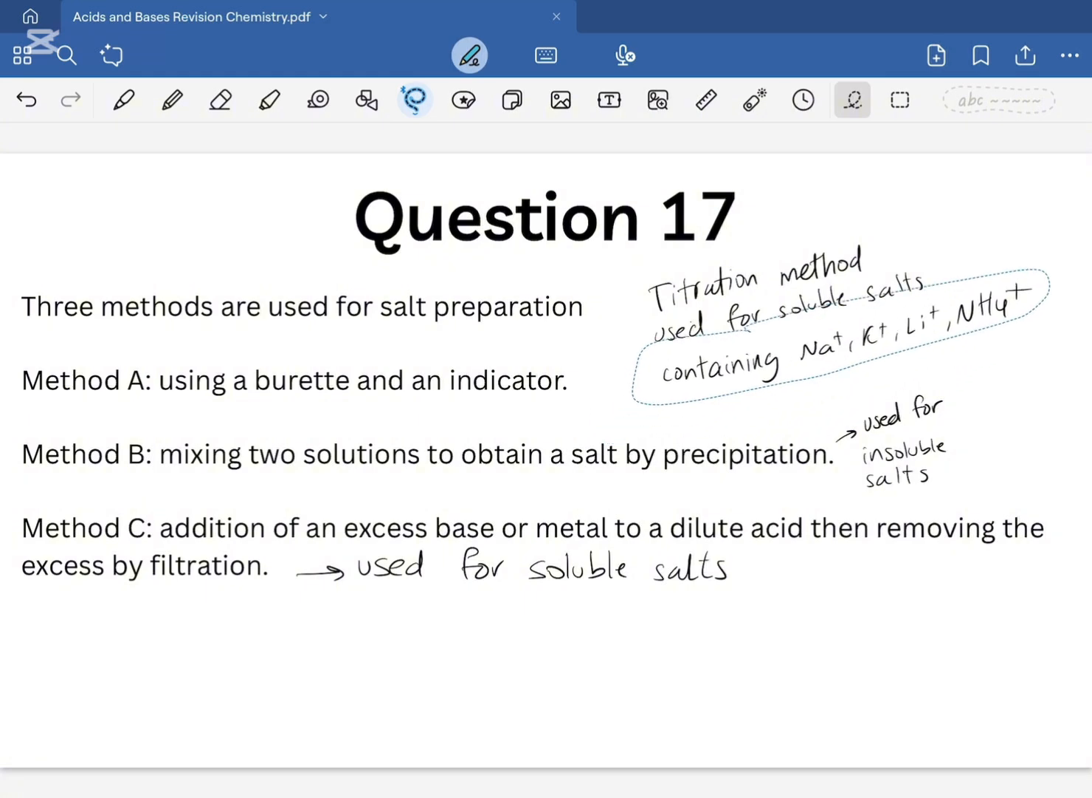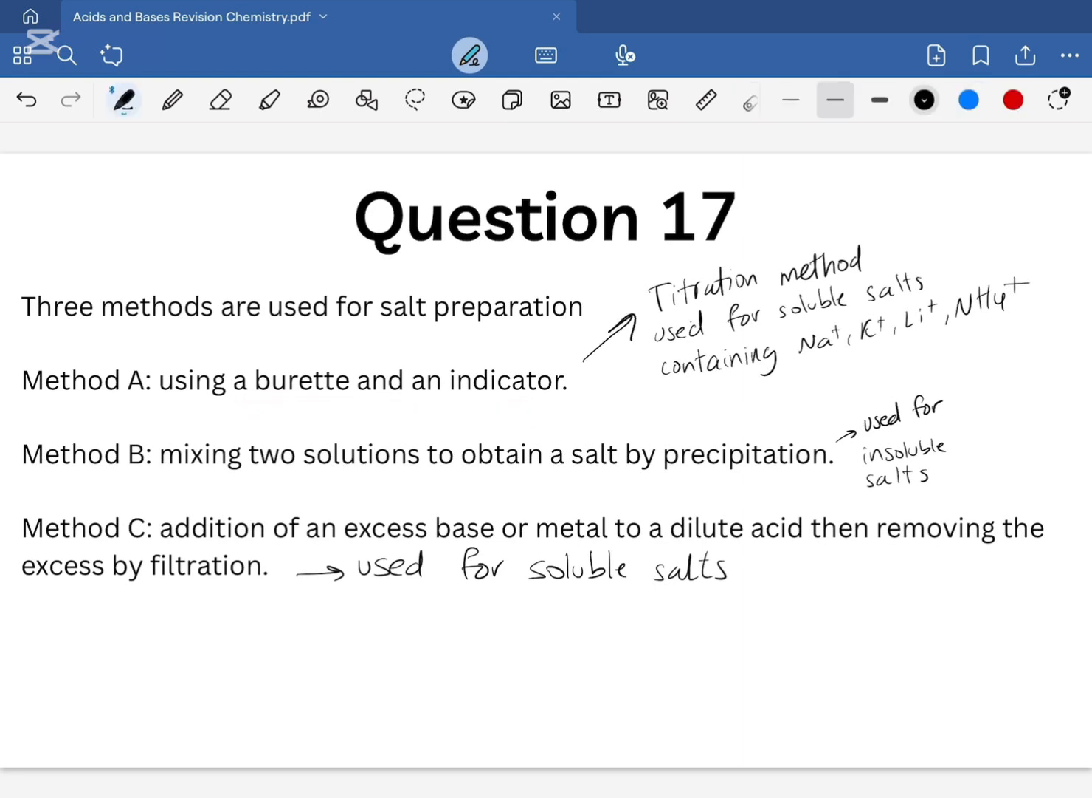So question 17, they're telling me 3 methods are used for salt preparation. Method A, using a burette and an indicator. And we mean by this, it's a titration method. And the titration method is used actually for soluble salts. Now the soluble salts need to contain Na+, K+, Li+, or the ammonium NH4+ ion.